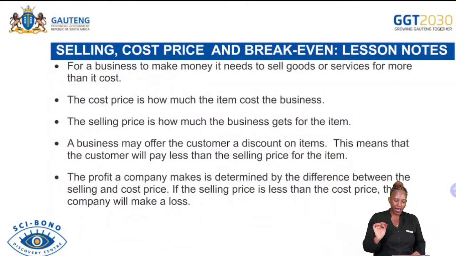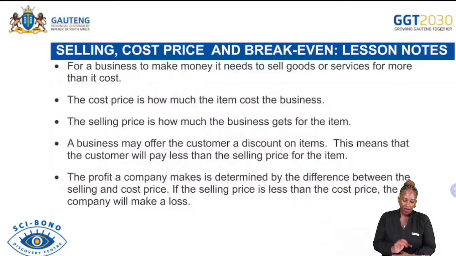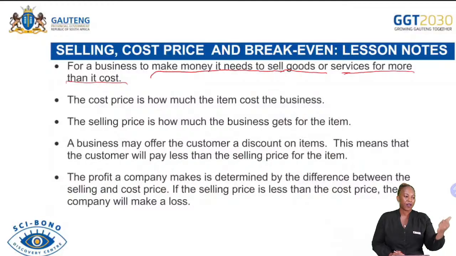Now, for a business to make money, it needs to sell goods or services for more than it costs. You can't be buying things for 5 rand and go back and sell them for 5 rand. What about your transport money? What about your fixed cost, the amount that you spent before you can even buy those goods from the shop? You have spent some amount of money. That money must be paid back. How? By selling these goods.